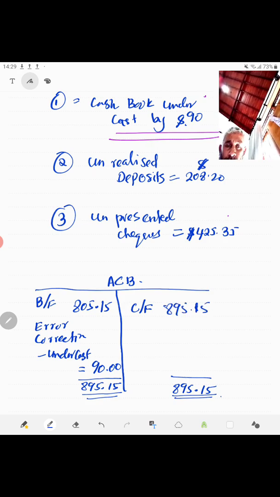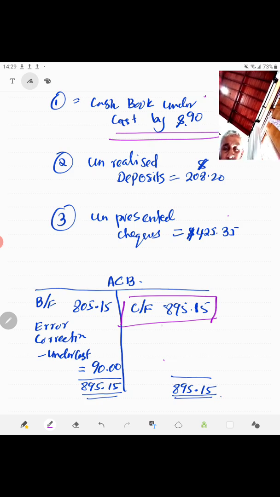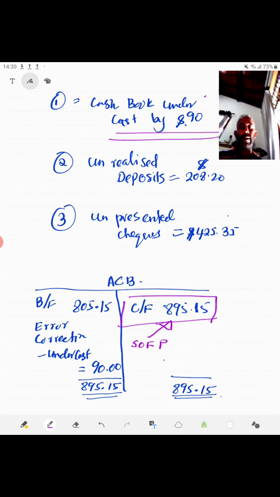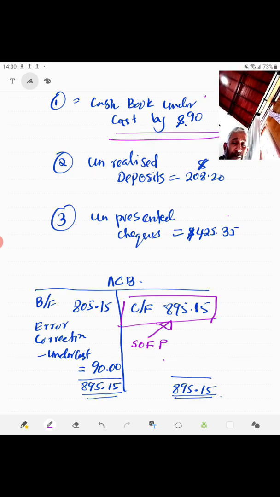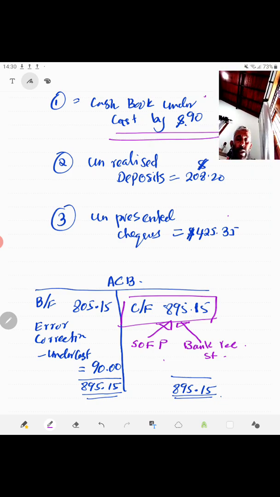Now, here what is important for you to understand is that this balance will be useful in several situations. First situation, in preparing your financial statement, in the statement of financial position, this balance should appear under current assets, as balance at bank. This balance must appear as the balance at bank. Secondly, this should also appear to start our bank reconciliation statement. So, these are the two main situations where we will be using this.